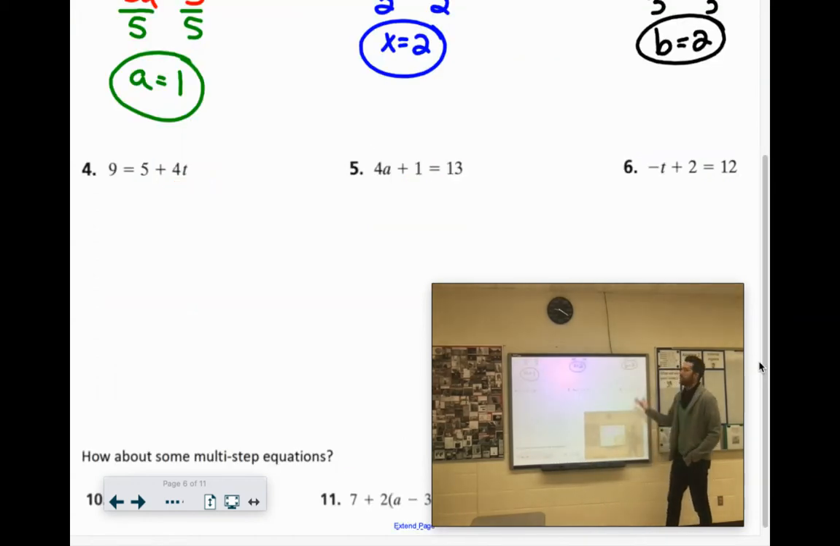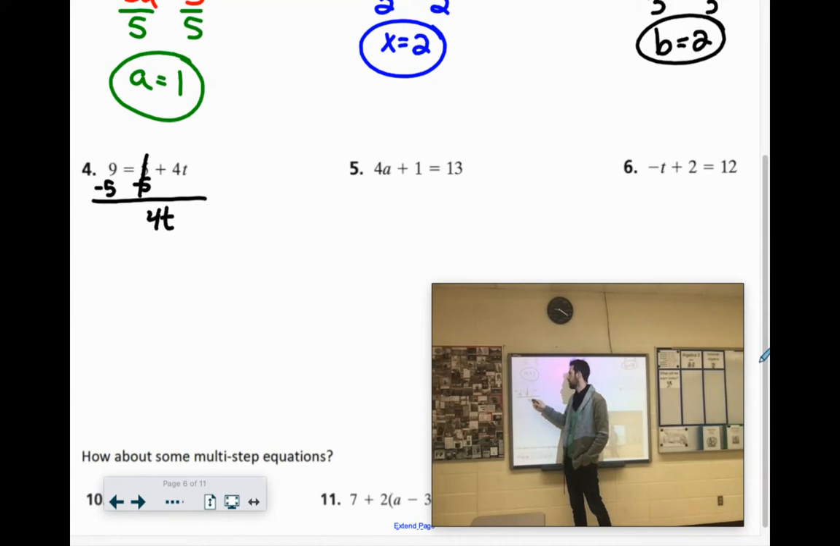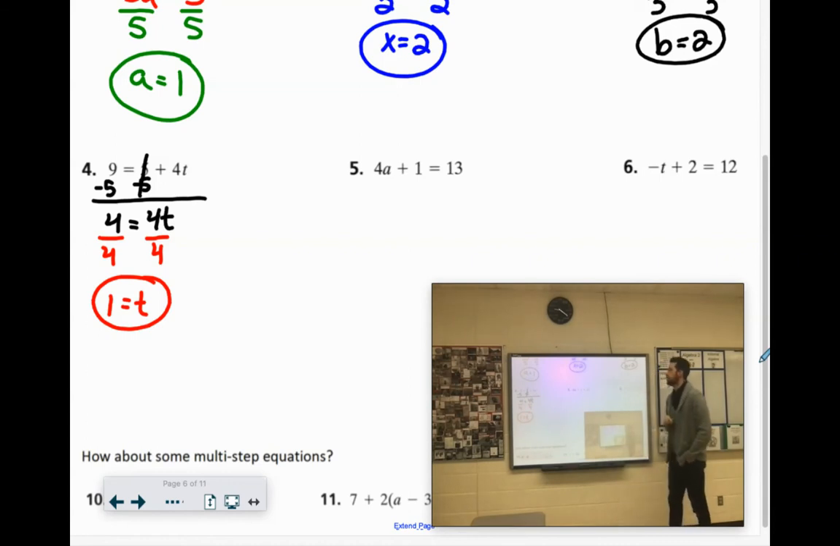Now this one, the numbers are on the right side of the equation. It doesn't really matter. You do the same operations. We're getting rid of 5. So what's the opposite of 5? Negative 5. 5 minus 5 is 0, so we just have 4t over here. On the other side, 9 minus 5 is 4. You know we're going to divide. And 4 divided by 4 is 1. So t equals 1.